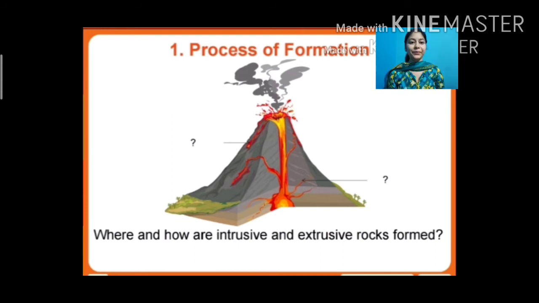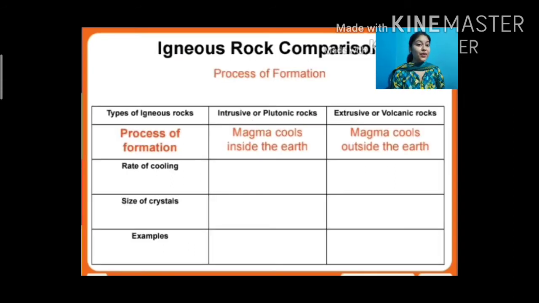Let's see. Intrusive rocks are formed inside, under the surface of the earth, when magma cools inside the earth. And extrusive rocks are formed outside the surface of the earth when magma cools outside the earth.